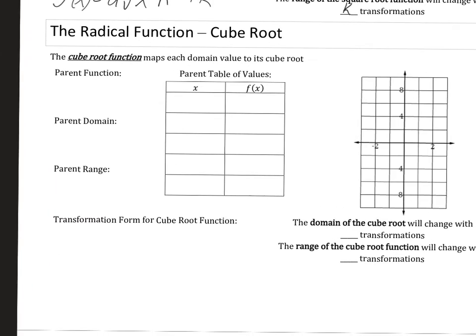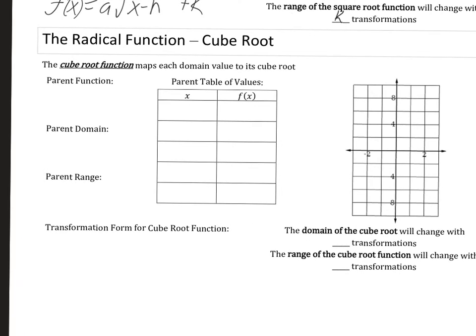Okay, so for the next one, what is my parent function for a cube root? Well, a cube root is the same thing as a square root. It just has a 3. So we're going to write the 3 root of x. Okay, so go ahead and type that into Desmos and see what shape this thing makes. Okay, so we should have gotten an S.